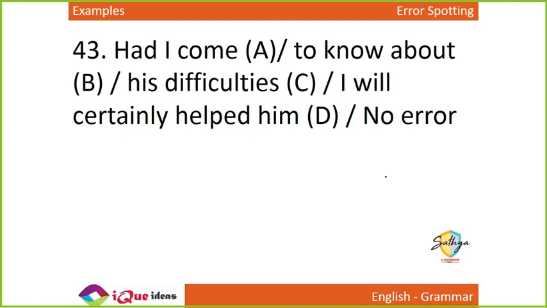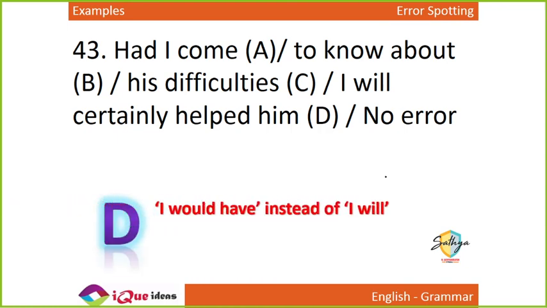Had I come to know about his difficulties, I will certainly help him. Had I come to know, had, past perfect. Had I come to know about his difficulties, I would have certainly helped him. Right? Had I come to know, would have helped him. So that's the thing there. Had I come to know about his difficulties, I would have certainly helped him.